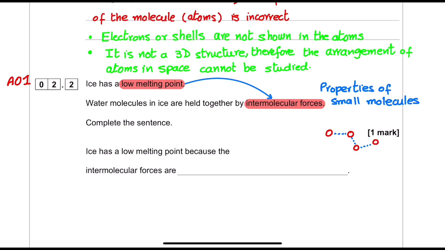So we say that ice has a low melting point because the intermolecular forces are weak. When we give heat, the intermolecular forces start breaking, therefore the molecules are going away from each other, and we say that the ice is melting.